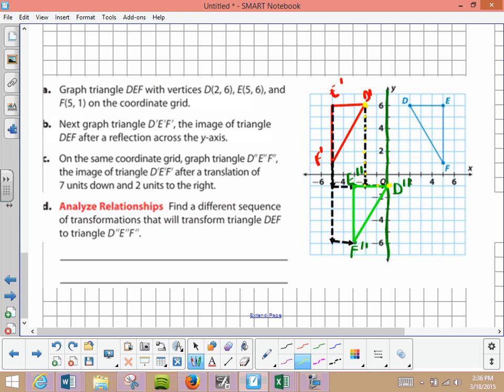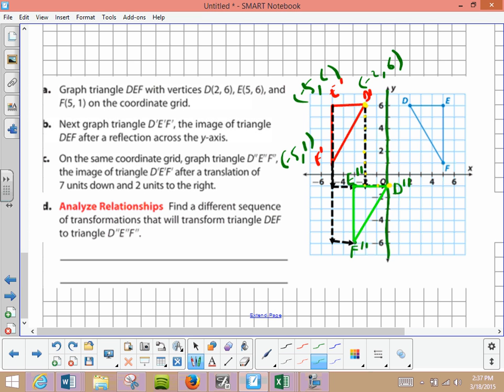One little thing before we move on is that I have to show you a different way. That is one way of doing it. The other way is by finding the coordinate points. So this one would be -5 and 6. Point F is -5 and 1. And this one is -2 and 6.